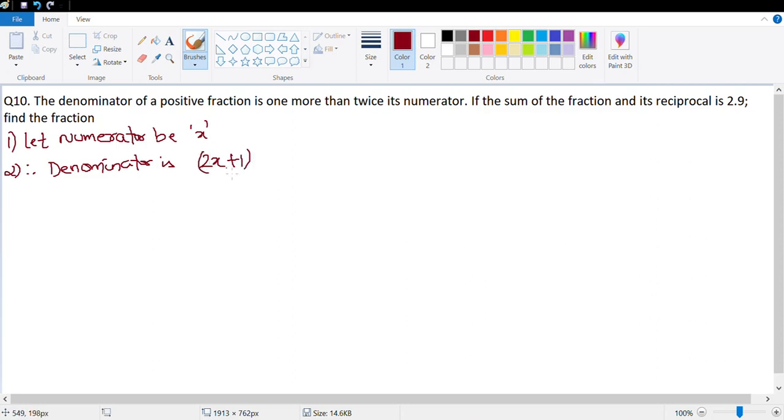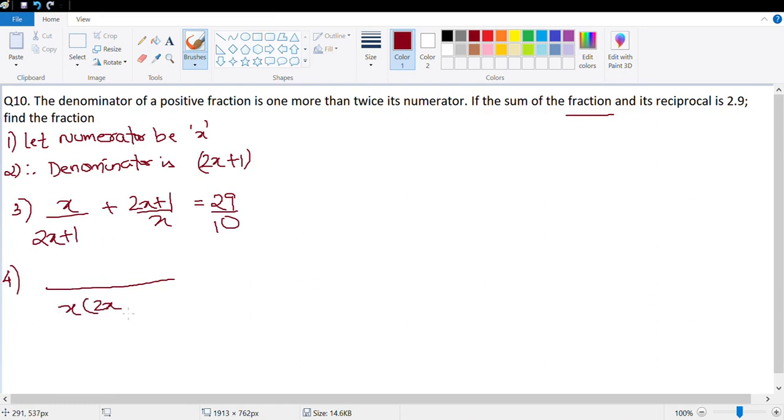Now let's read the relationship. The sum of the fraction, so the fraction is x upon 2x plus 1, and its reciprocal, so the reciprocal will be 2x plus 1 upon x, and this is given equal to 2.9. Now let's remove the decimal and write it as 29 upon 10. So x upon 2x plus 1 plus 2x plus 1 upon x is equal to 29 upon 10. Let's take the LCM and add them. The LCM would be x times 2x plus 1, and this would be x square plus 2x plus 1 the whole square is equal to 29 upon 10.